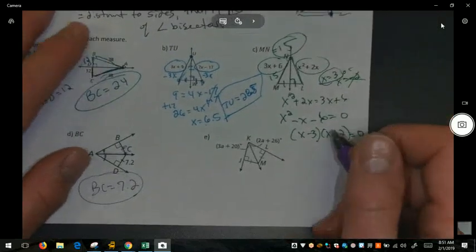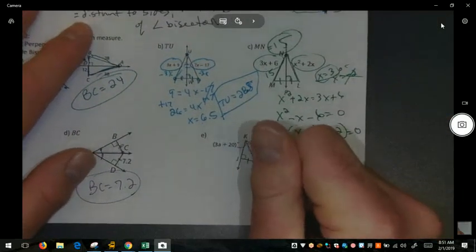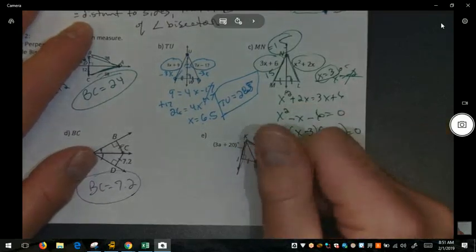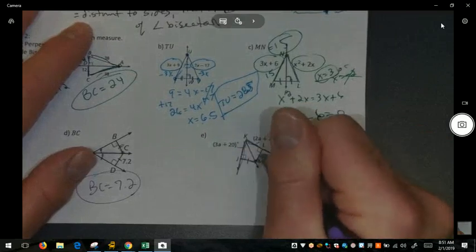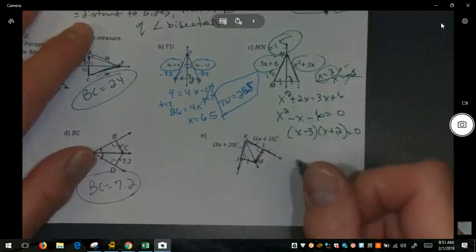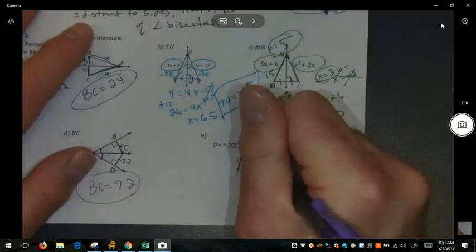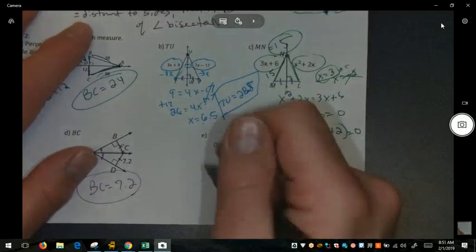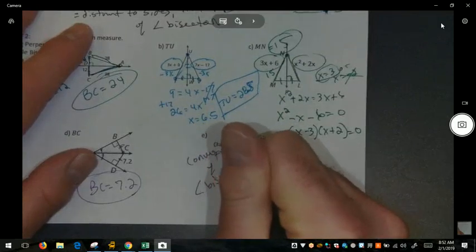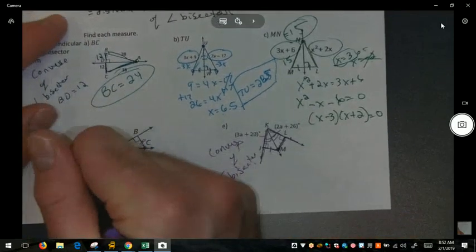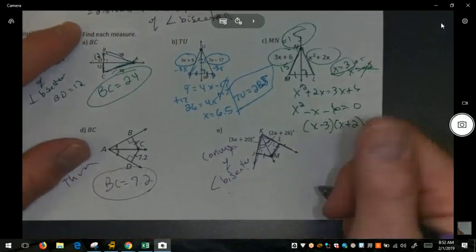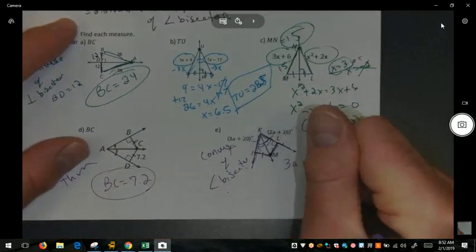Letter E. This time they don't tell us that it's an angle bisector, but they tell us that point M, which is inside of angle JKL, is equidistant to both J and to L. Point M is equidistant to J and L, which means that M has to be on the angle bisector. We're allowed to conclude this using the converse of the angle bisector theorem. In letter G, we use the angle bisector theorem. In letter E, we're using the converse of the angle bisector theorem. We're allowed to conclude that those angles are congruent.